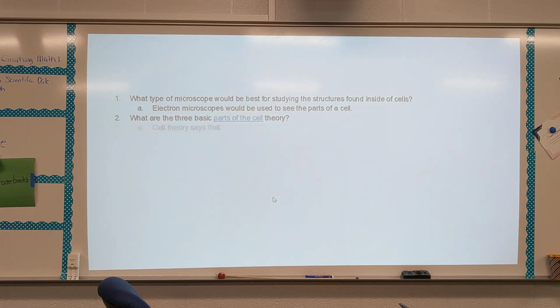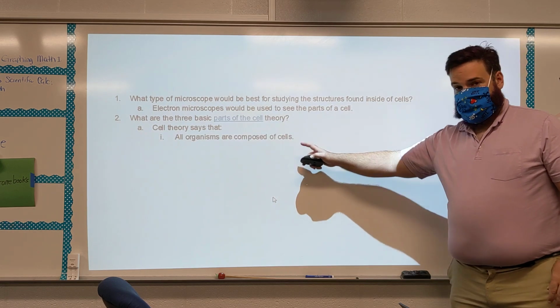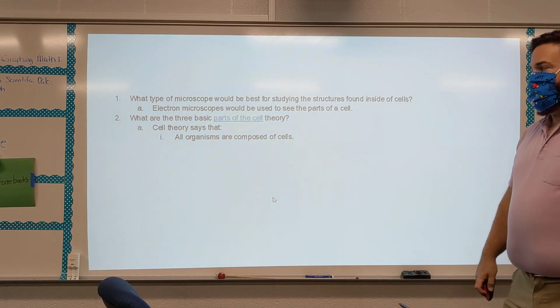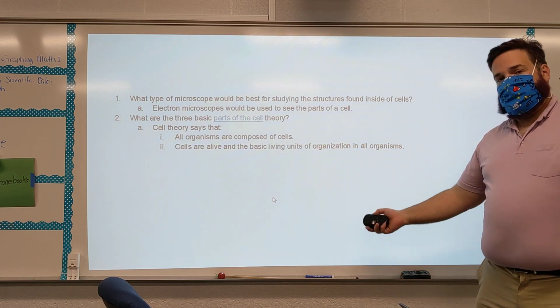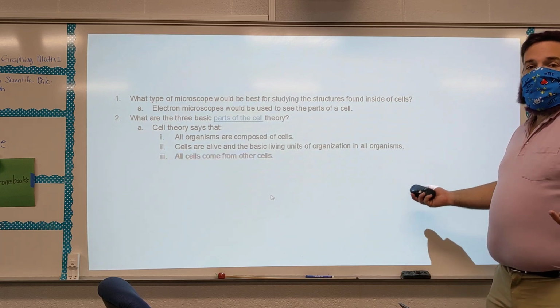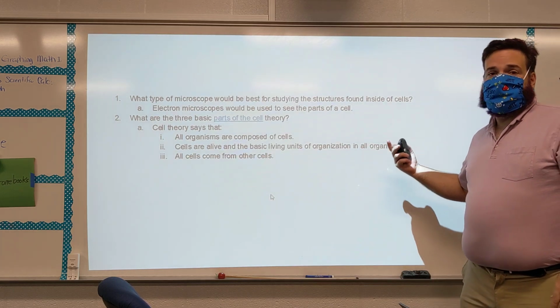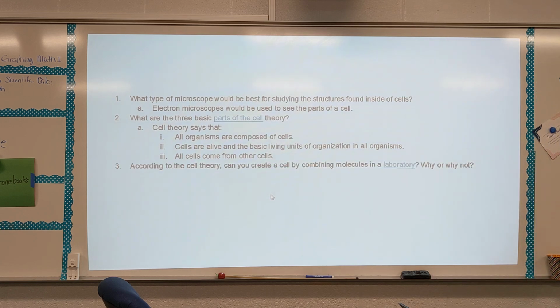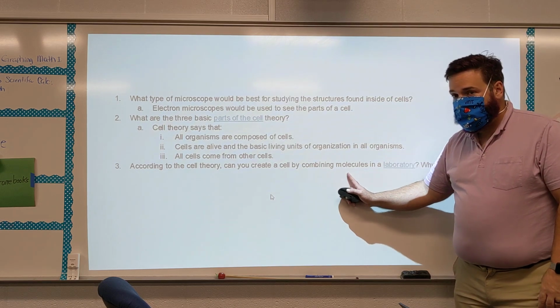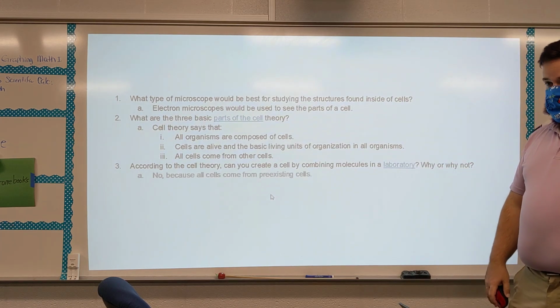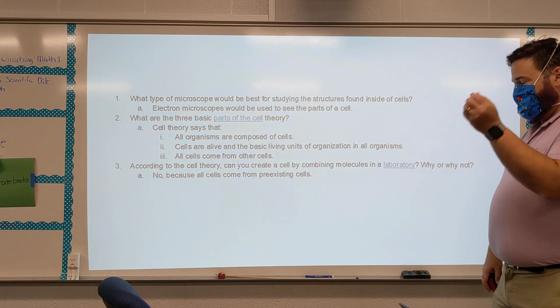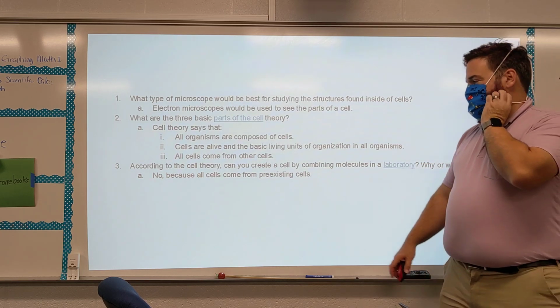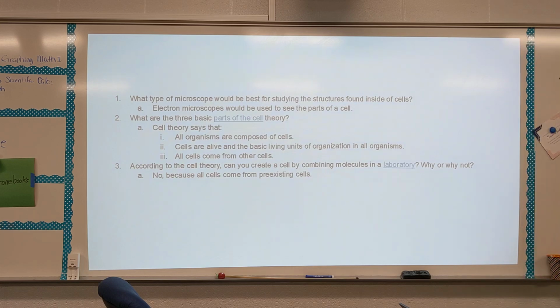What are 3 parts of the cell theory? All organisms are composed of cells. All cells are the basic unit of life, and cells only come from other cells. You can't make a cell. So according to the cell theory, could you combine molecules to make a cell? No, because molecules aren't alive, and because cells come from other cells. Right. Cells only come from pre-existing cells.